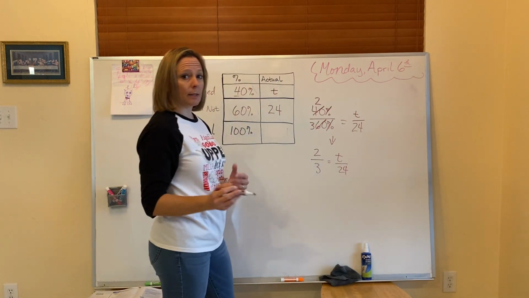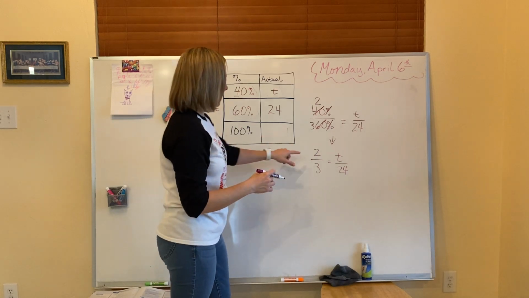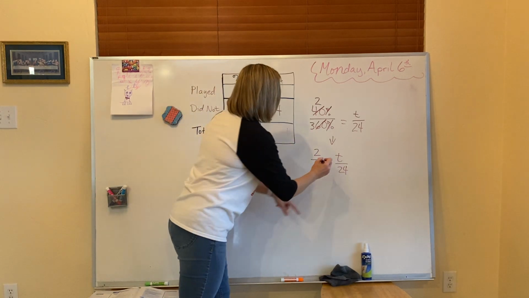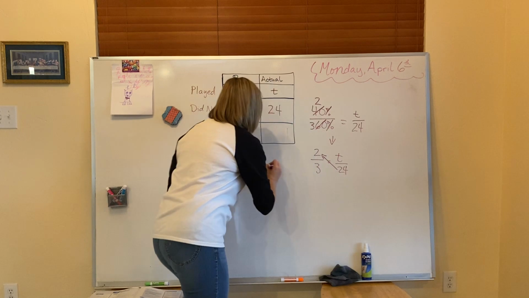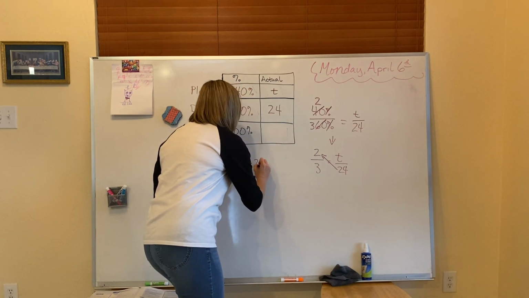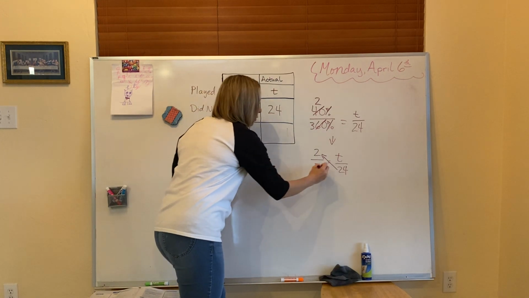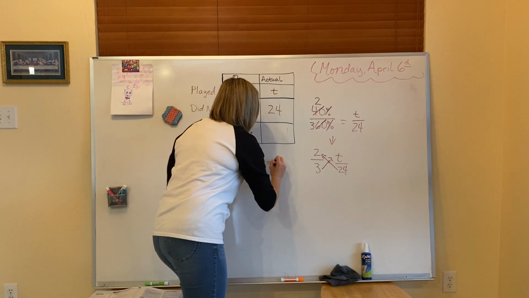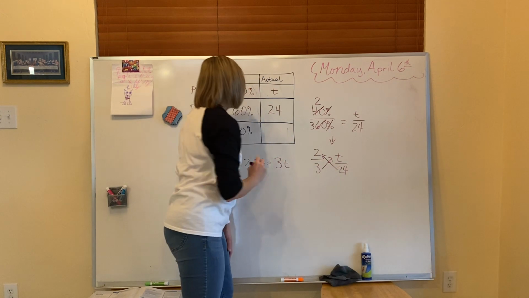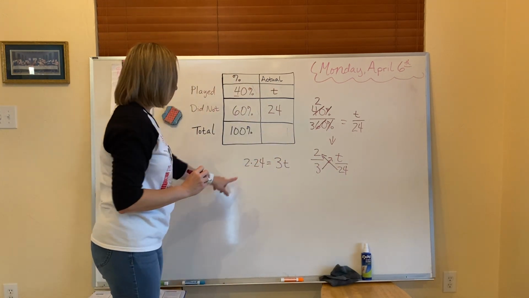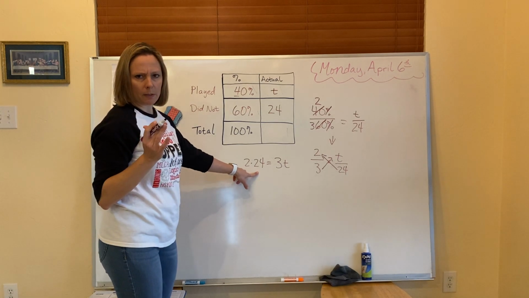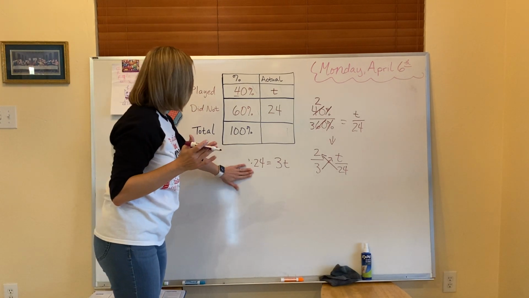So let's go ahead and set up our equality problem. 2 times 24, cross multiplying, right? 2 times 24 is equal to 3T. Okay, so 2 times 24 is what? Can we solve that really quick? 48.